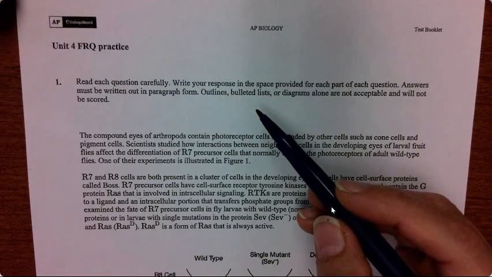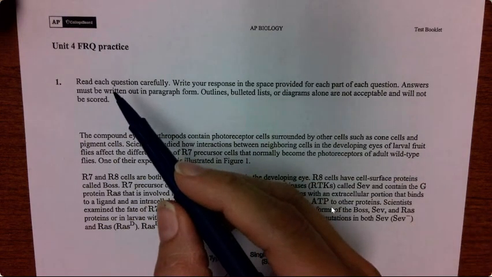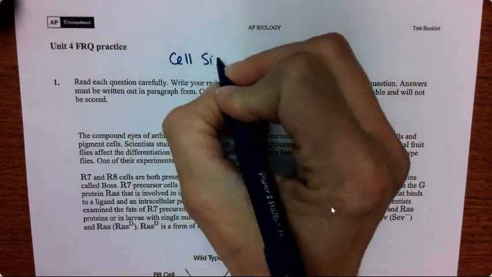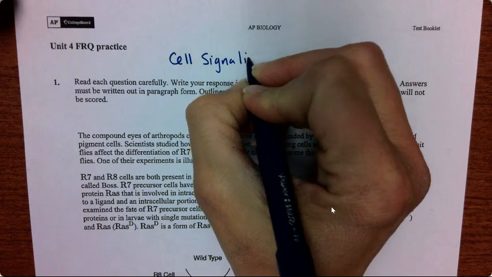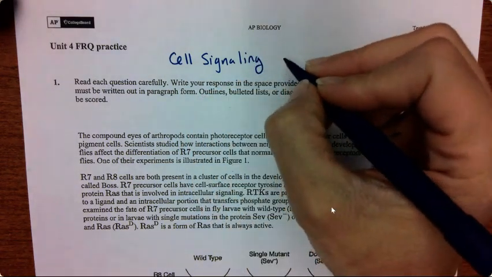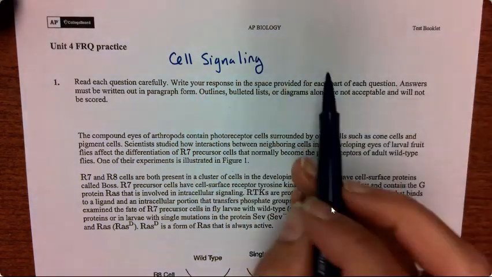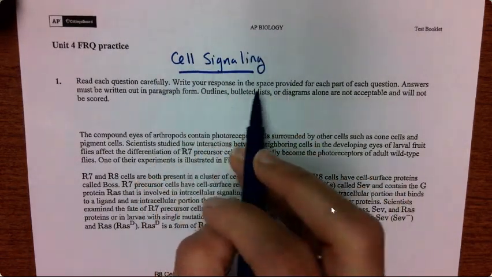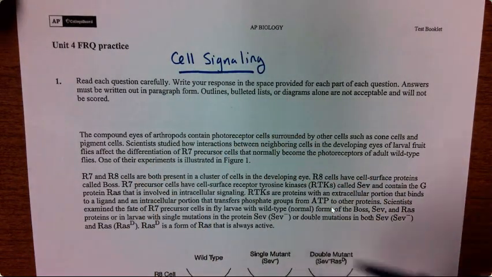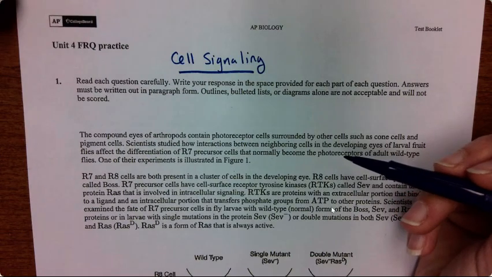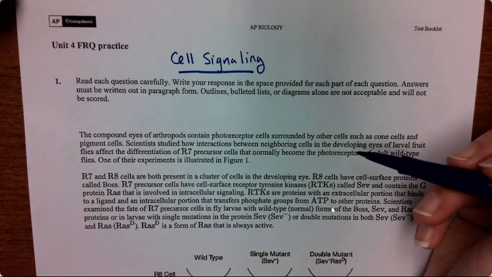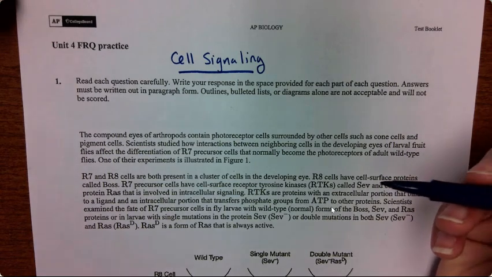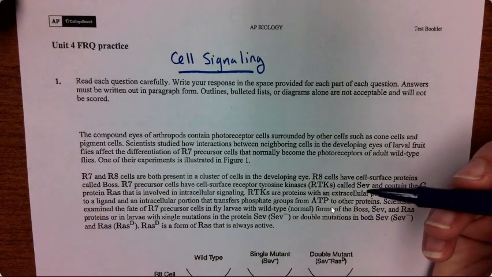Today we'll be looking at a Unit 4 FRQ practice. So this practice problem is really about cell signaling. It's also a little bit about DNA and mutations, which we haven't covered yet, but the primary focus of this FRQ is on cell signaling. I picked this FRQ because I think it's extremely difficult, and if you can master this one, especially after me talking you through the problem, I think you'll be very successful on many FRQs.